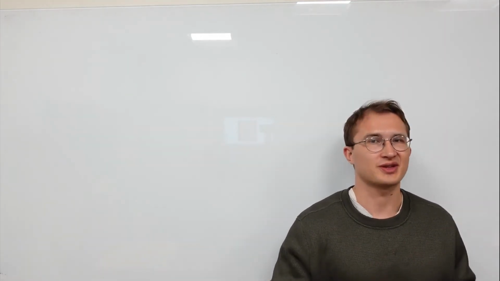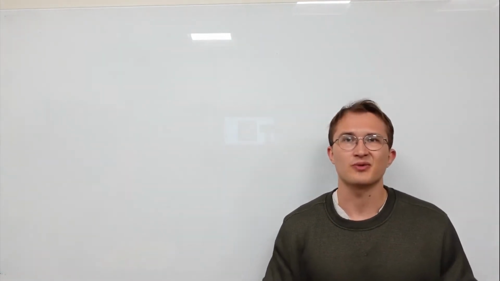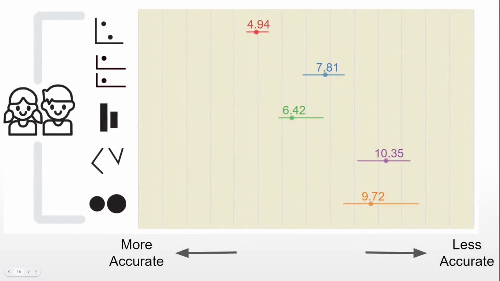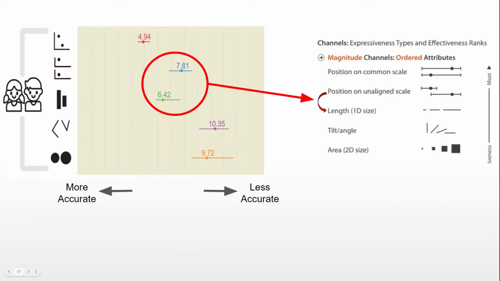Let's start by looking at the first hypothesis. We found that children's perception does vary due to the varied visual encodings. What may catch your eye is that position along an unaligned axis performs worse than length, which differs from the results presented by Cleveland and McGill and popularized in many design textbooks.